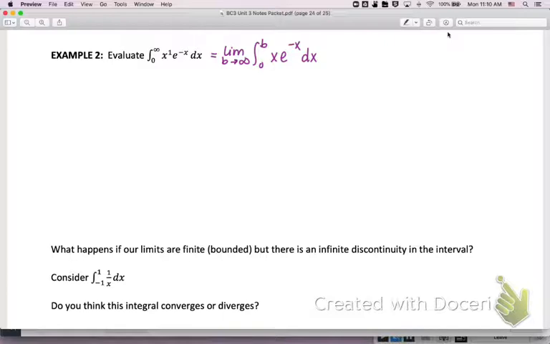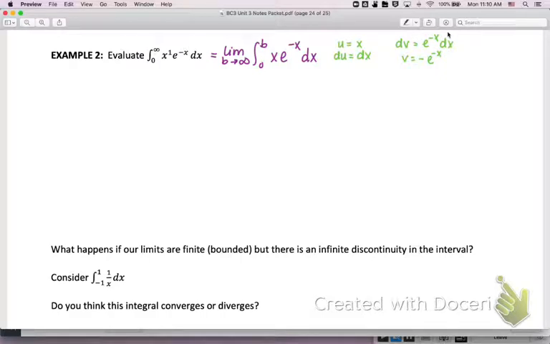Okay, in this case, if we want to evaluate this limit, or I'm sorry, this integral, it looks like we're going to have to use integration by parts. So what I would use for integration by parts is I'm going to choose u to be x because that gets simpler when I take the derivative. And I'm going to choose dv to be e to the negative x dx because that's easy to integrate. I get negative e to the negative x.